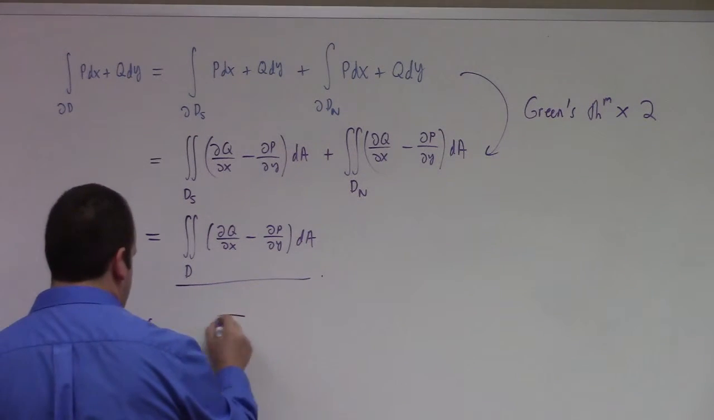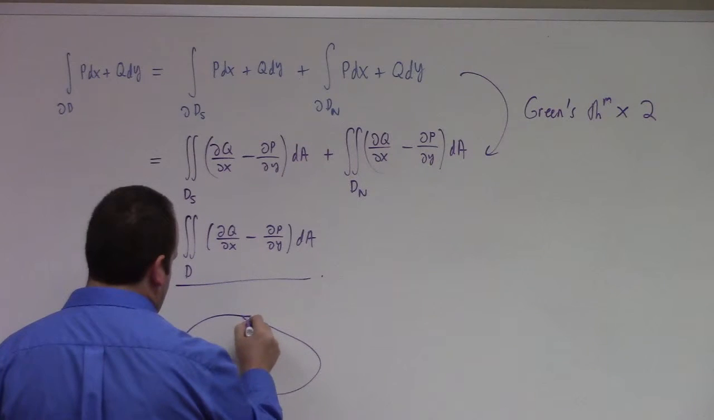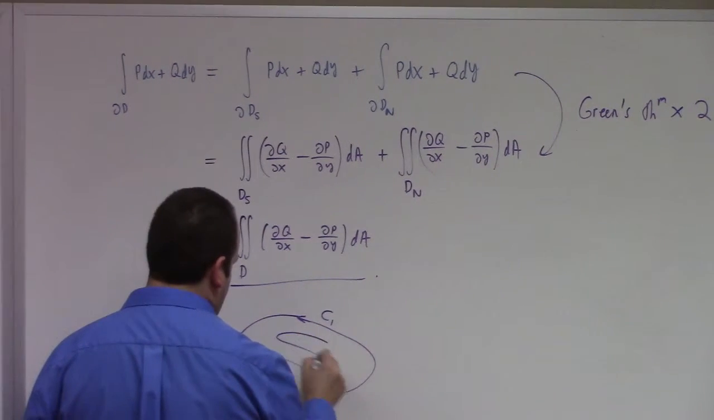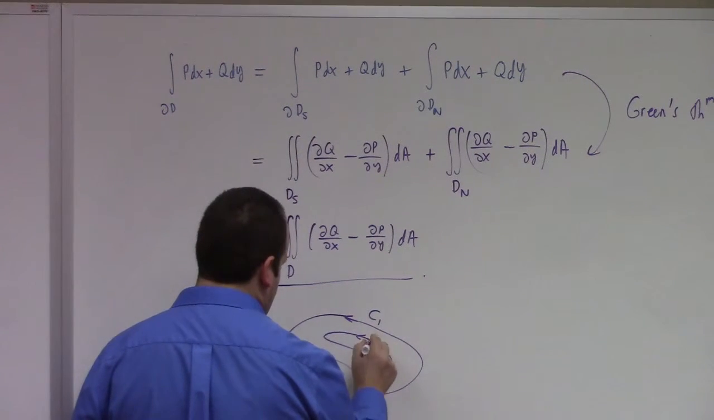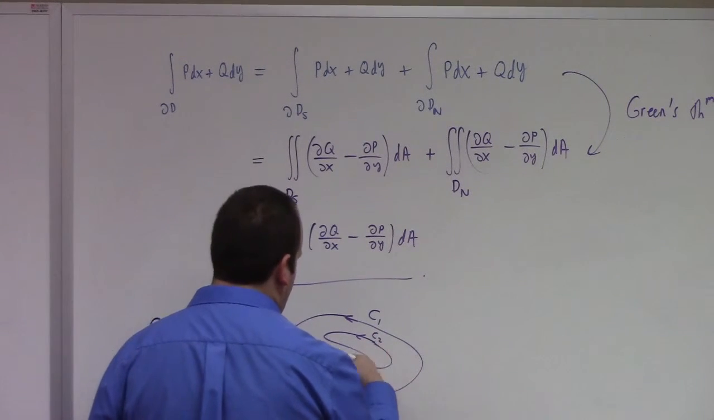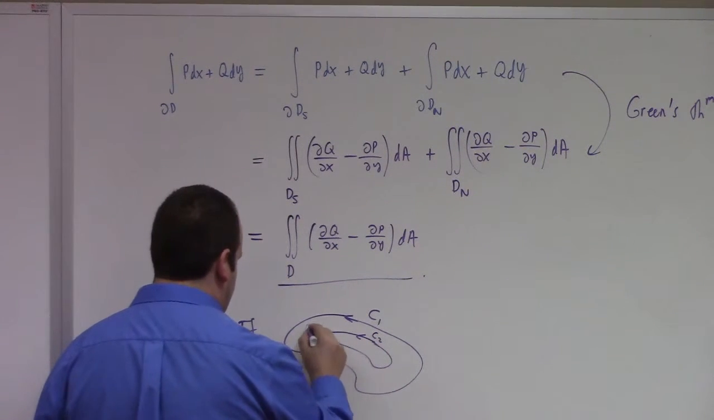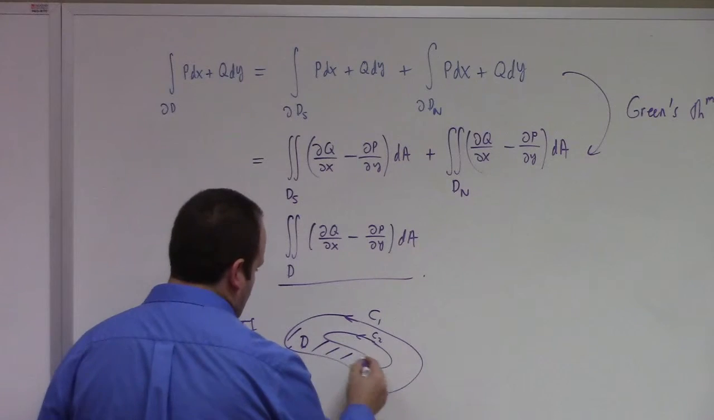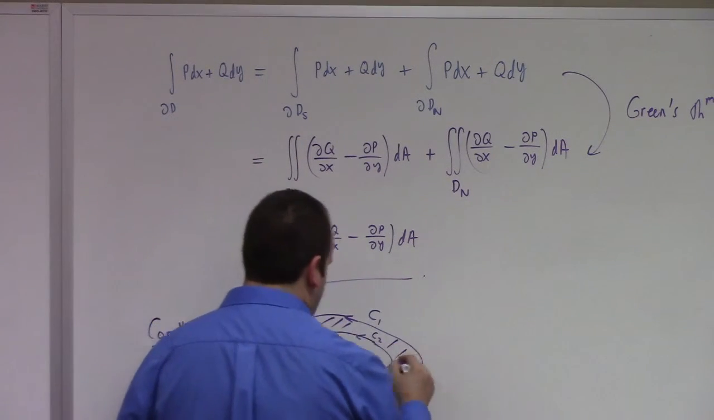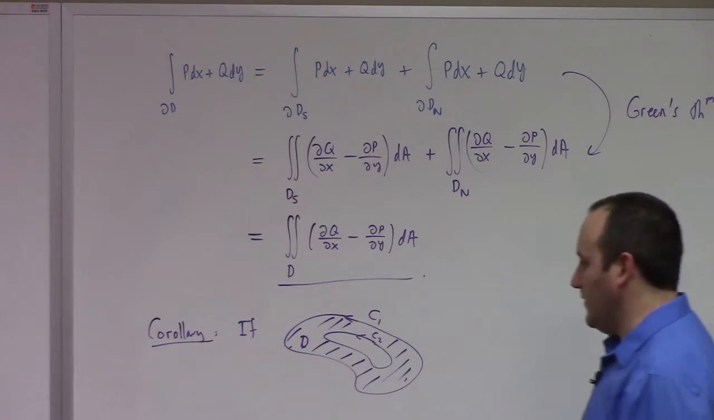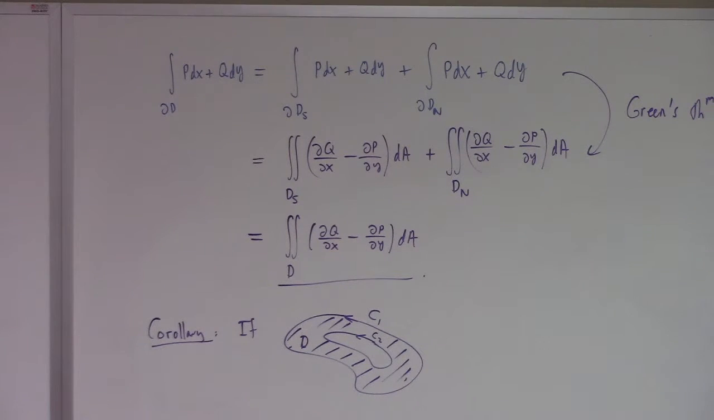If the region looks like this, so say the outside is C1 and the inside is C2, and here's D. Suppose the outside and the inside, C1 and C2, are both counterclockwise oriented, all right? So in other words, I'm deliberately not orienting the inside one clockwise.